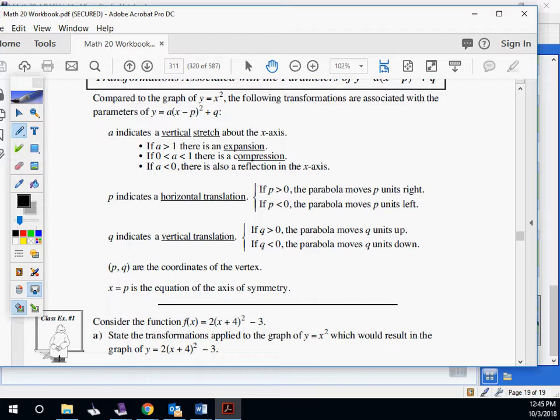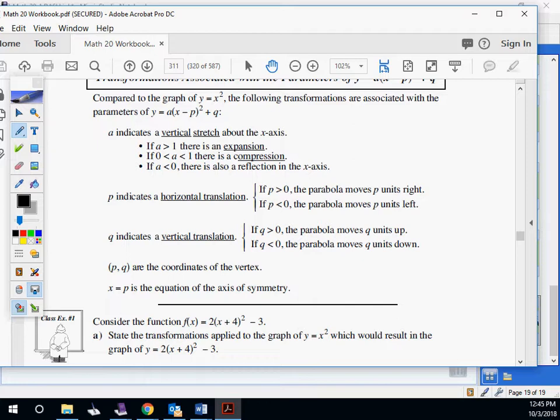A indicates a vertical stretch. So whatever a is out in front there, that's a vertical stretch. If a is bigger than 1, you get the expansion. So 2, 5, 10 makes it steeper. Between 0 and 1 is a compression, so it makes it wider. Whenever a is less than 0, you will reflect it.